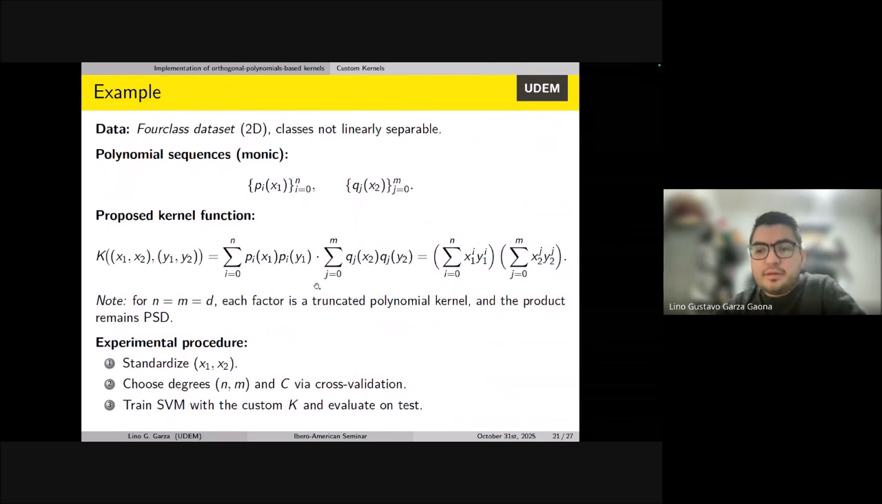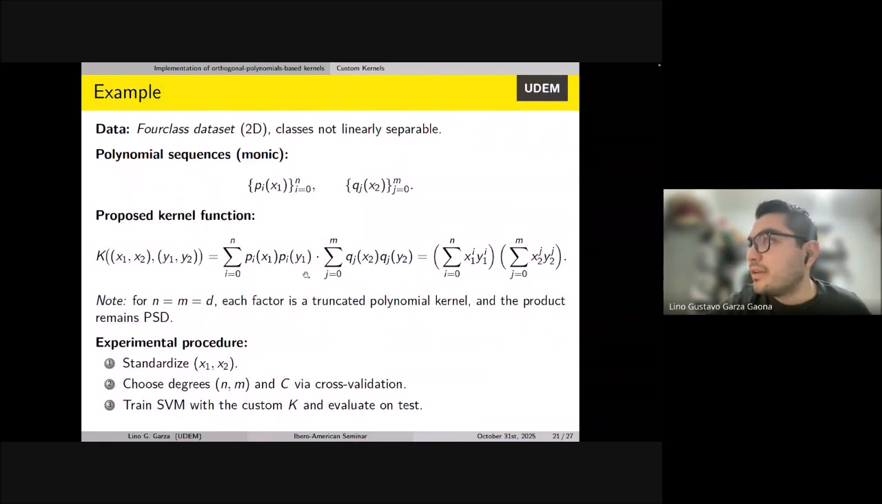This kernel, since we're considering positive measures, and we have a result that says that if you have two kernels and you multiply them, you still get a valid kernel, meaning that it satisfies the Mercer's conditions I showed you before.